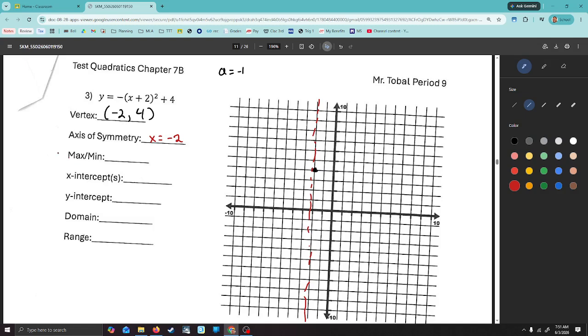Is it a max or a min? In this case, since it's facing downwards, it's a maximum. And in this case, the maximum is the y value, or the k value, I should say. So y equals 4.